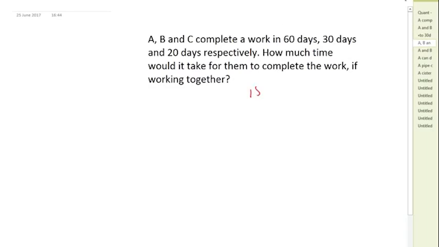I'll assume 180 units. So total work is 180 units. A does in 60 days. So A's daily work is 3 units. B's daily work is 180 by 30 or 6 units. And C's daily work is 180 by 20 or 9 units. So A in a day does 3 units, B in a day does 6, C does 9.